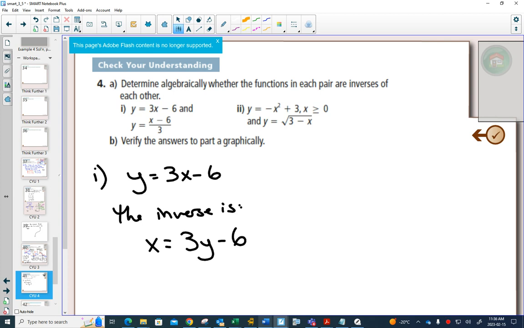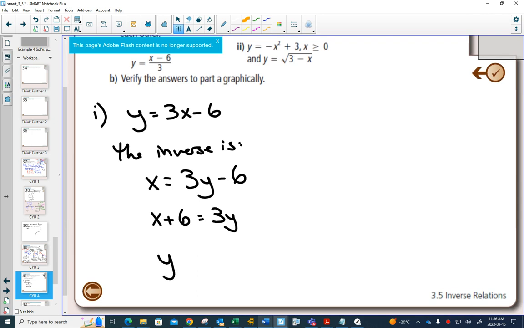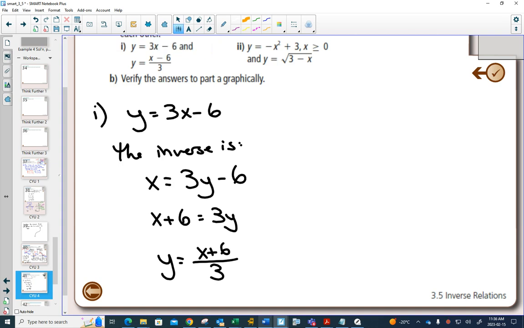And now I want to get the y by itself. So I'll add 6 to both sides. Divide both sides by 3, and I get x plus 6 all divided by 3. And the question says, determine algebraically if these are inverses. So I'm going to look at this one and this one. I just found the inverse. Are they the same?